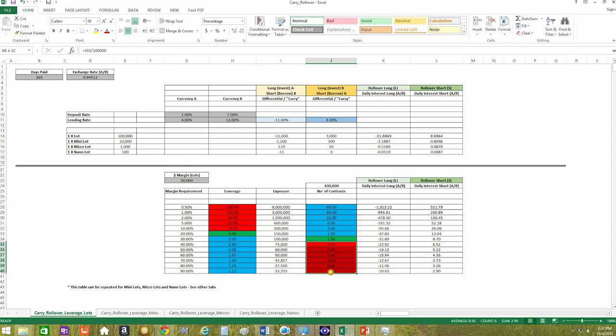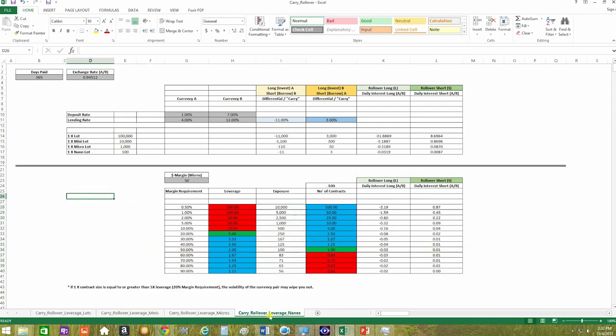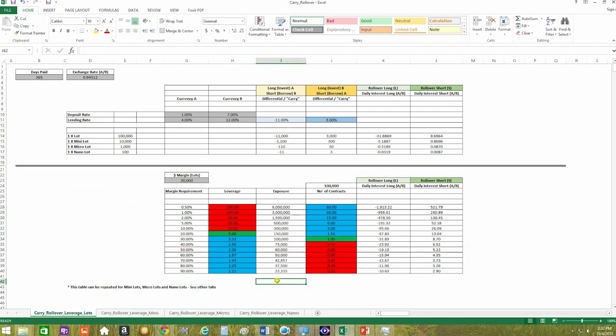We've also marked up this area here because in the red zone you can't really put these trades on, because it's not equivalent to one contract or above. And here you can. Here, if you wanted to take these position sizes, you'd have to redo the whole table for mini lots, micro lots, and nano lots. And we've got the numbers here for you. We've just changed the numbers in the table so you can see how it all works.